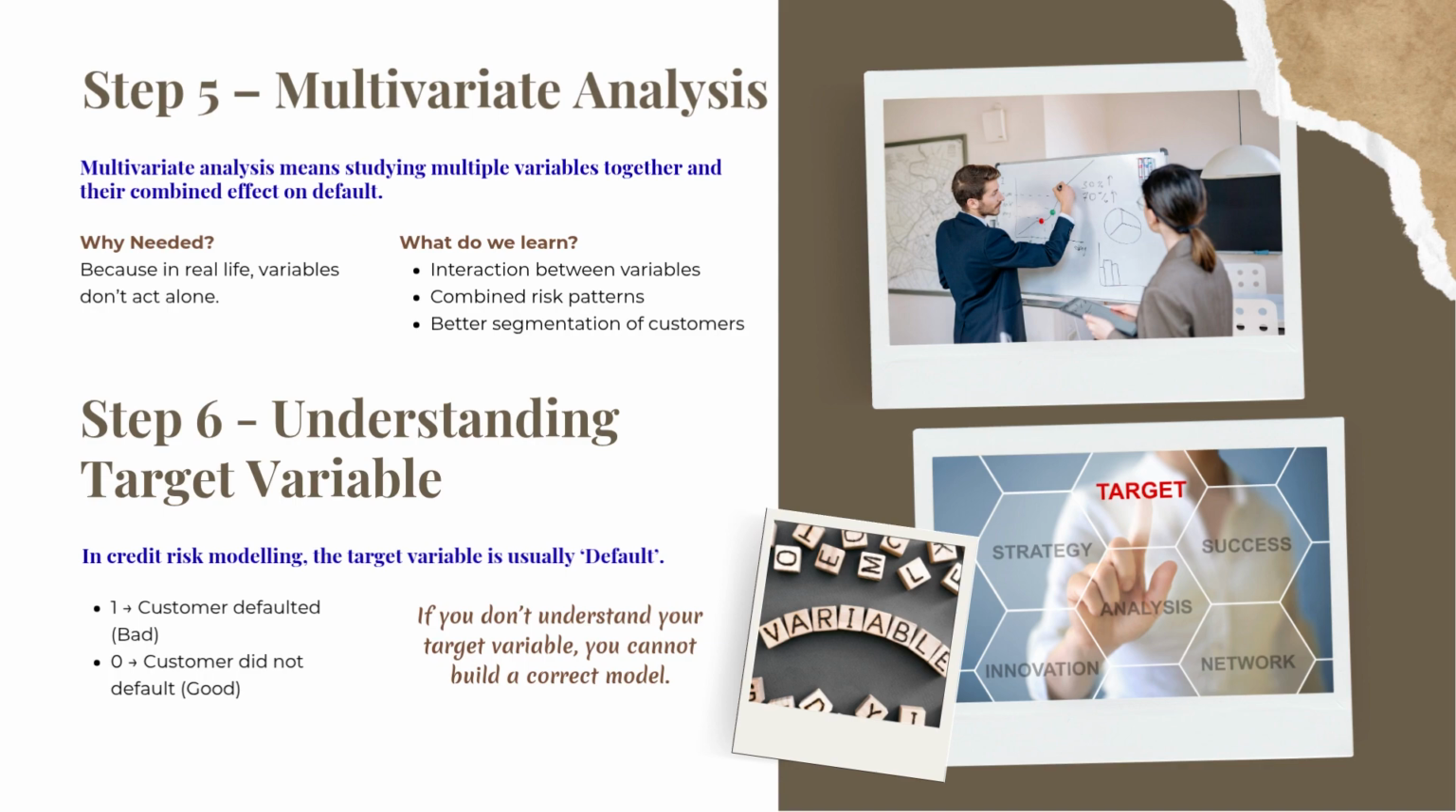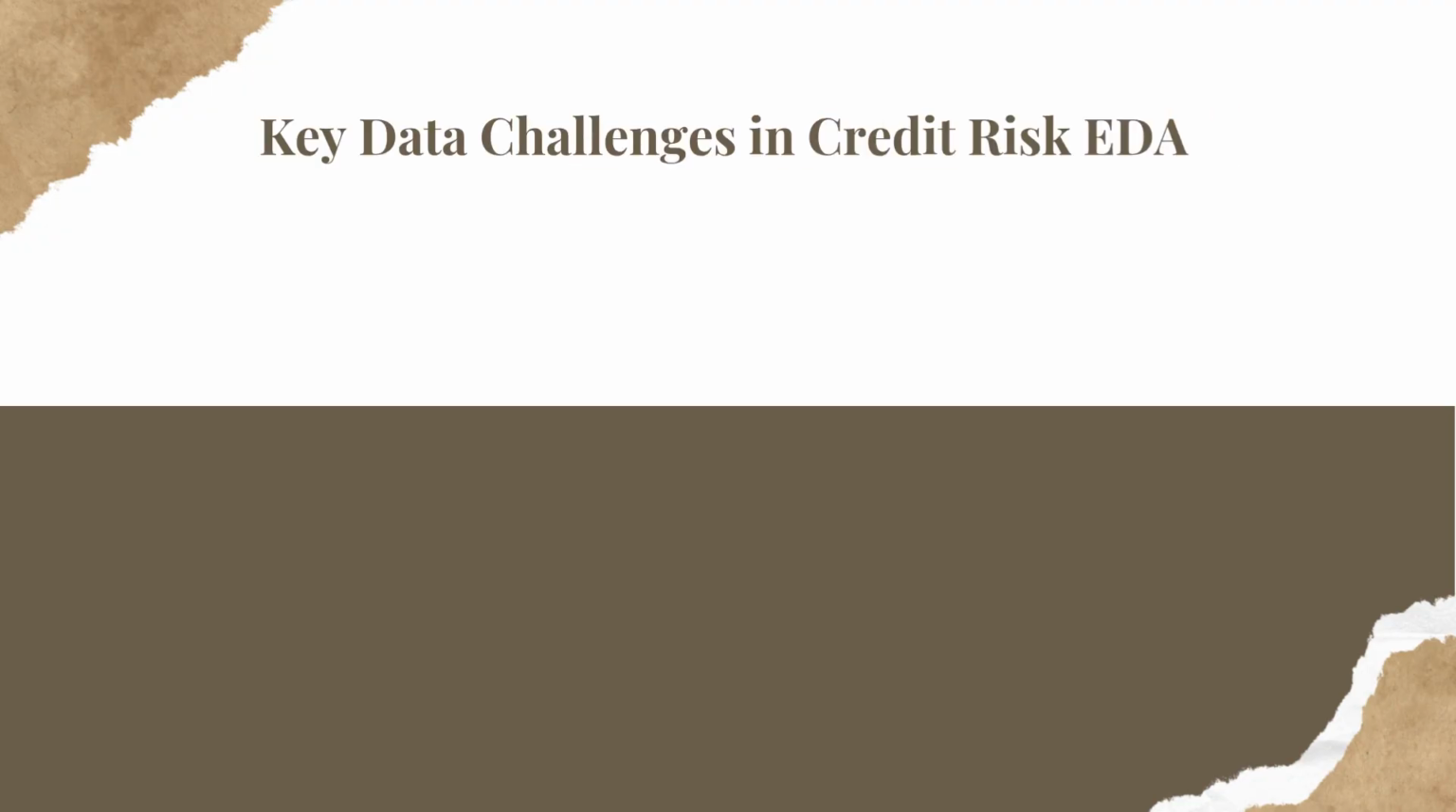Many candidates only look at variables and ignore the interactions. This leads to weak modeling. So, understanding the target gives the direction, and multivariate analysis gives depth to our assessment. In real world credit risk data, the biggest challenge is not just the analysis, it is handling the imperfect data.